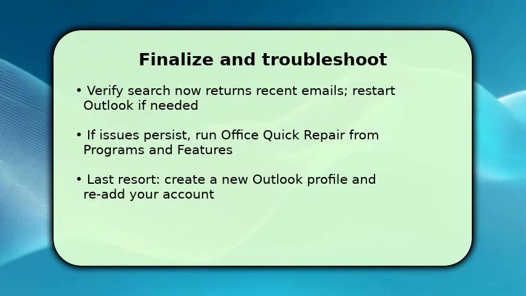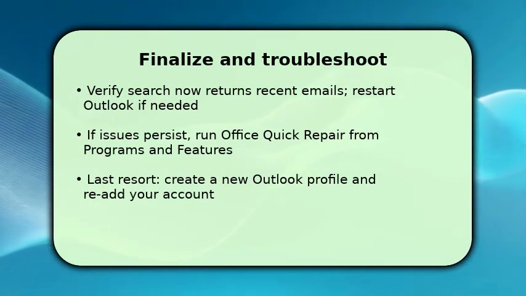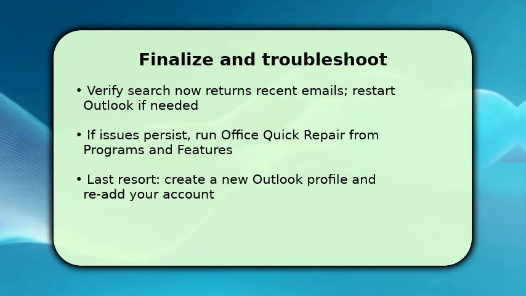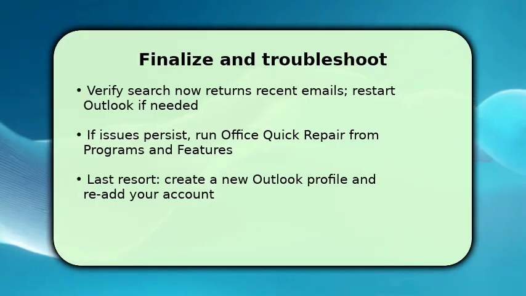Finish by confirming recent messages show up in search. Restart Outlook to ensure the rebuilt index is applied. If search still fails, run Programs and Features, Microsoft Office, Change, Quick Repair. This fixes common search integration problems. Once repaired, rerun a search and let indexing finish.